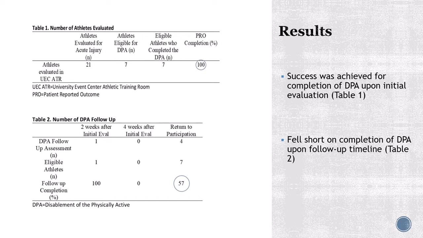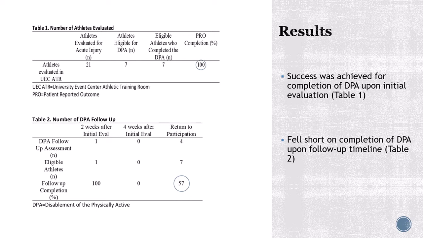Success was achieved for completion of the DPA upon the initial evaluation, as is evidenced here in Table 1. If you look, during the time of this Quality Improvement Initiative, 21 athletes were evaluated for acute injury in the University Event Center Athletic Training Room. 7 were deemed eligible for the DPA, and of those 7 completed it, for a 100% PRO completion rate upon initial evaluation.